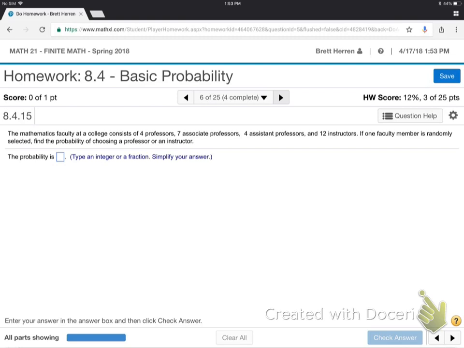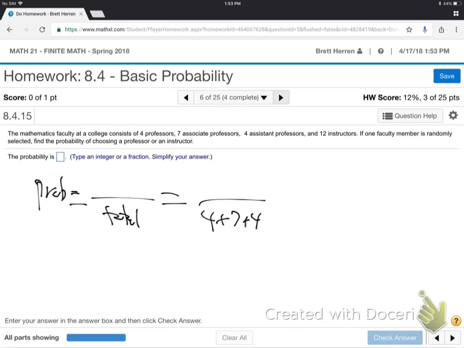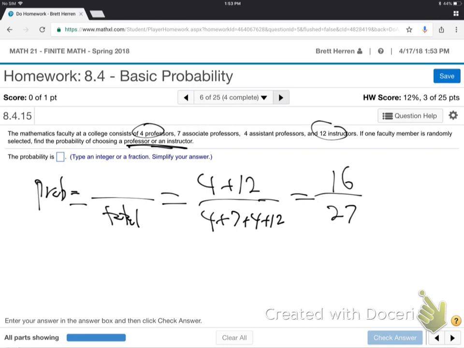So, probability. Let's start with the bottom. What goes in the bottom of every probability problem? The total. What's the total? 4 plus 7 plus 4 plus 12. 27? 27, okay, that part's good. So what goes in the top? Professor or instructor, 4 and 12. 16 out of 27. Is that reducible? I don't think it is. You can't divide anything on that. We're done. So that one's a little more straightforward.